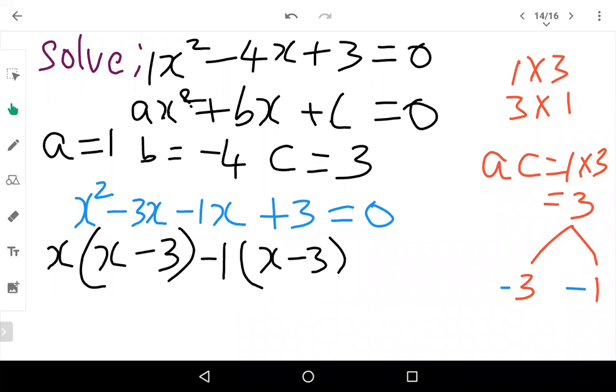Okay. So is equal to 0. So I found the common, that is x minus 3. And here x was taken as common.